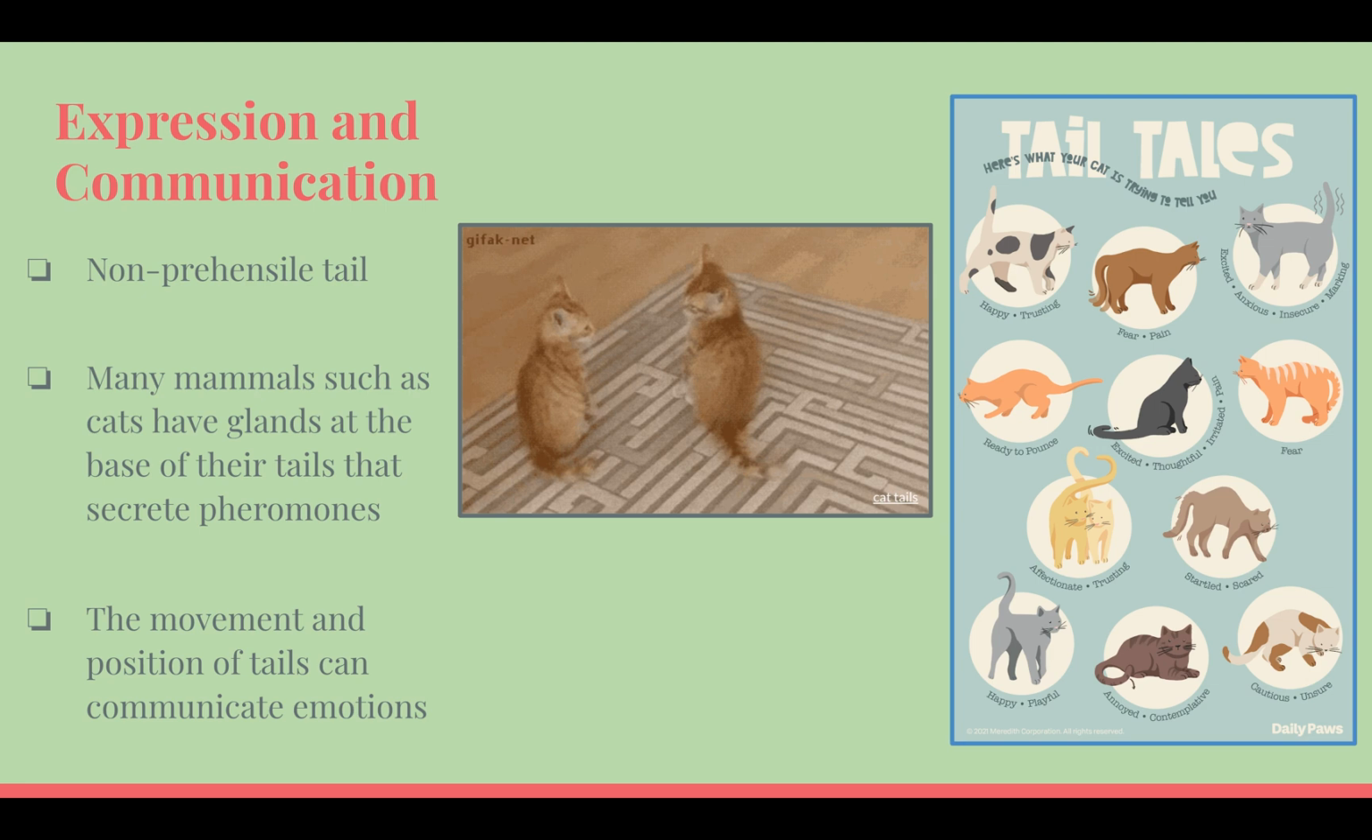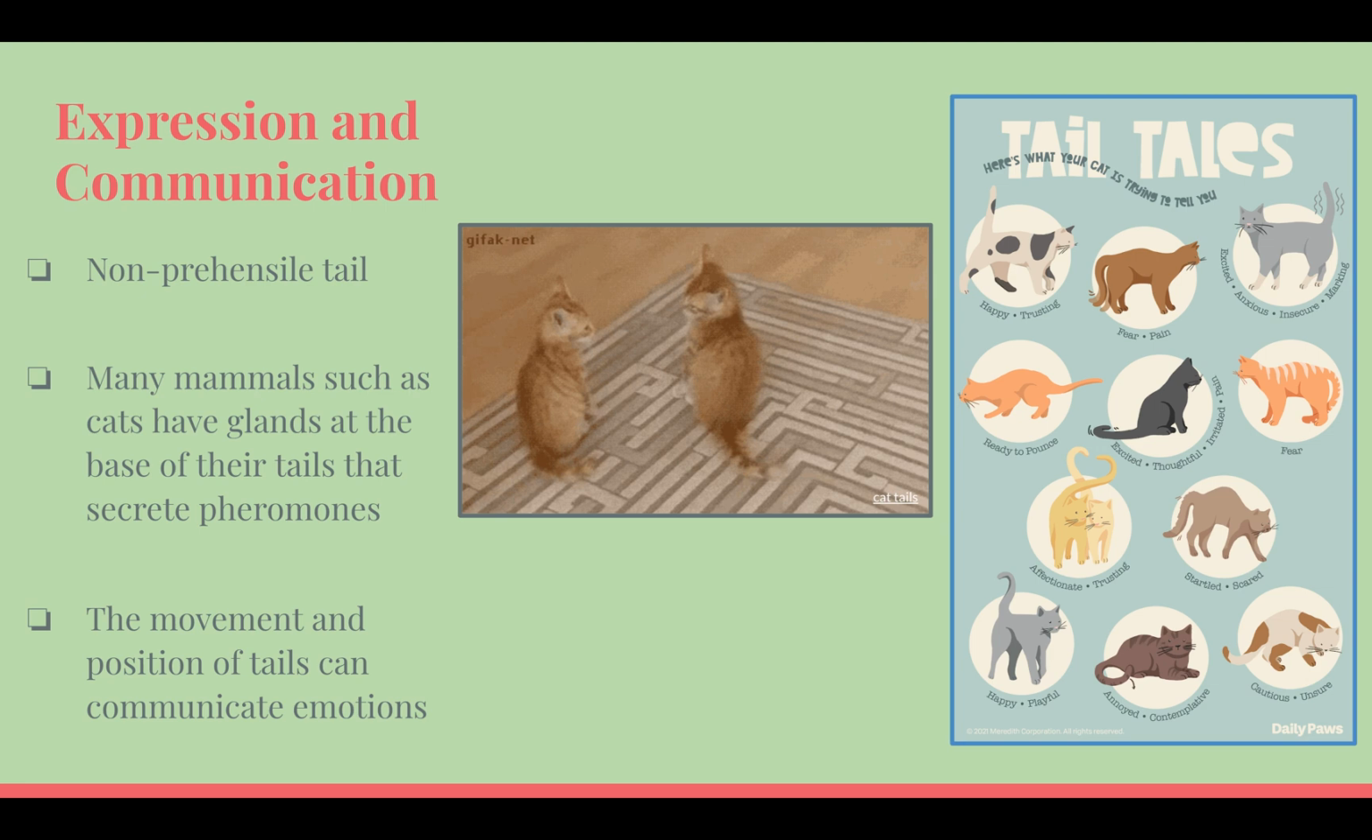A tail that can't grasp is considered non-prehensile. Though they can't grasp objects or swing from branches like monkeys, non-prehensile tails serve a variety of essential functions. And the first one we're going to talk about is expression and communication.